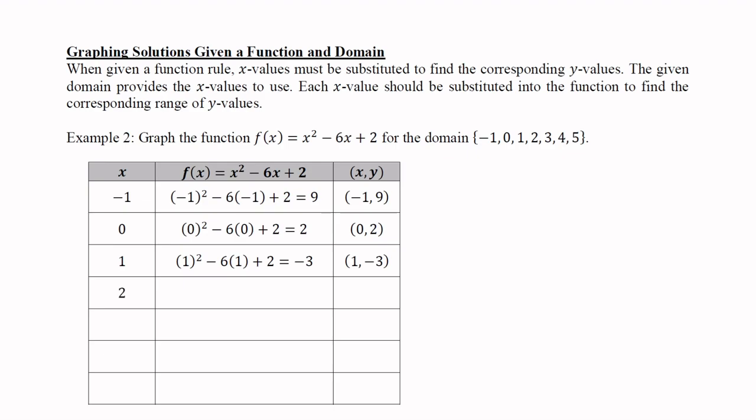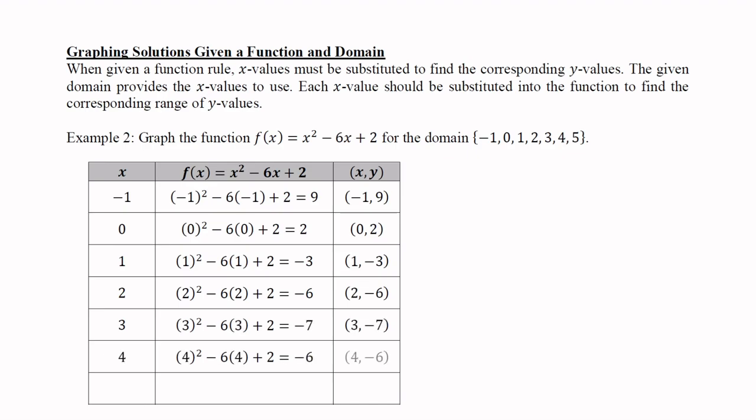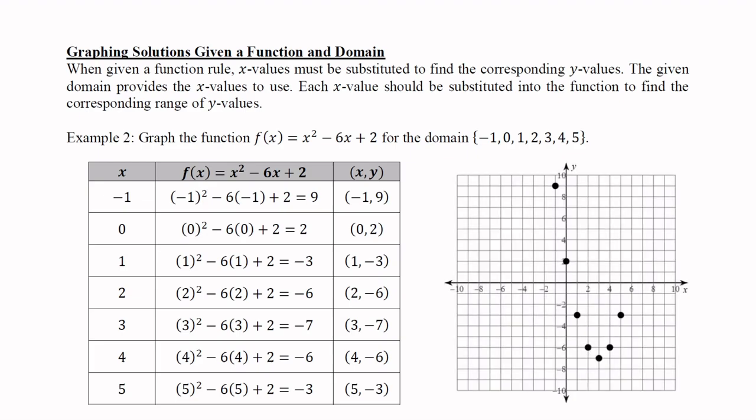When we plug in 2, we get -6. When we plug in 3, we get -7. When we plug in 4, we get -6. And finally, when we plug in 5, we're going to get -3. So now we have several ordered pairs that we can graph. So you just go to your graph, you plot all the ordered pairs, and that gives you a look at how the function is shaped.